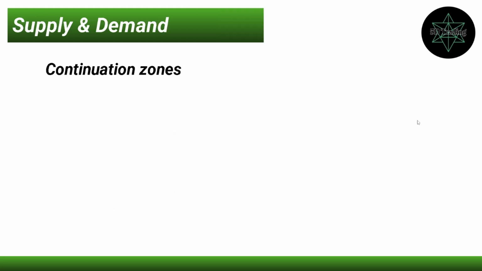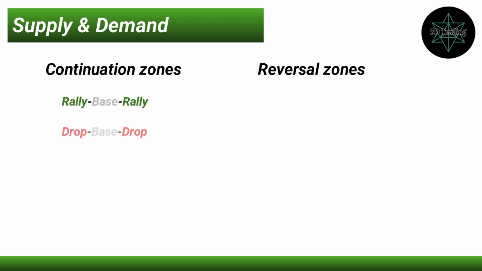There are typically two types of supply and demand zones, and they are called continuation zones and reversal zones. Continuation zones consist of rally base rally and drop base drop, whereas a reversal zone consists of rally base drops and drop base rallies. We'll go through some examples now so you can see what these look like and what they exactly mean.